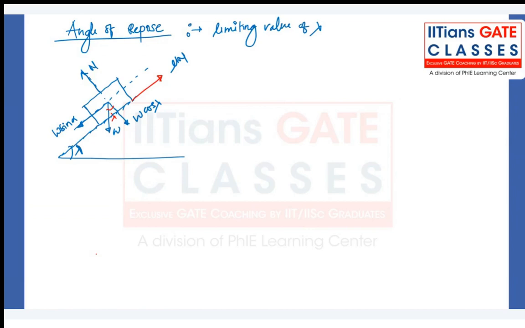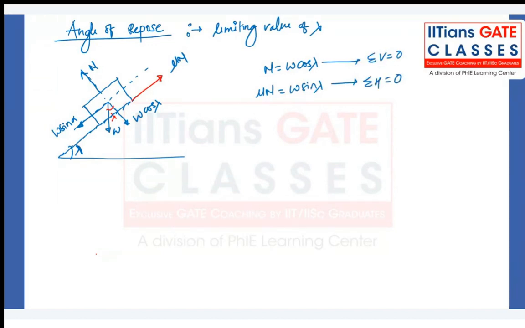So what is the limiting value of lambda? Can you tell me? The limiting value of lambda will be whenever the frictional force is equal to the sine component of the weight W. So you can clearly see the normal reaction. If I apply the equations of equilibrium, N has to be equal to W cos of lambda, and mu N is equal to W sine of lambda. This is coming from the summation of all vertical forces equal to zero, and this is coming from the summation of all horizontal forces equal to zero.